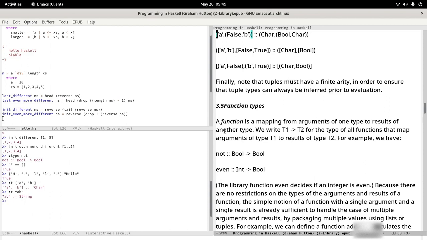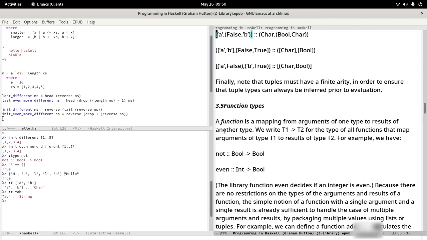3.5 Function types. A function is a mapping from arguments of one type to results of another type. We write T1 -> T2 for the type of all functions that map arguments of type T1 to results of type T2. For example, we have not is of type Bool -> Bool, and even is of type Int -> Bool. The library function even decides if an integer is even.